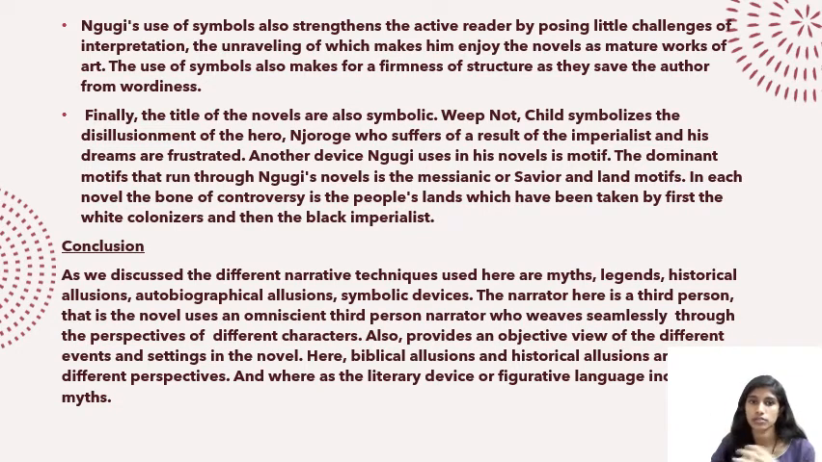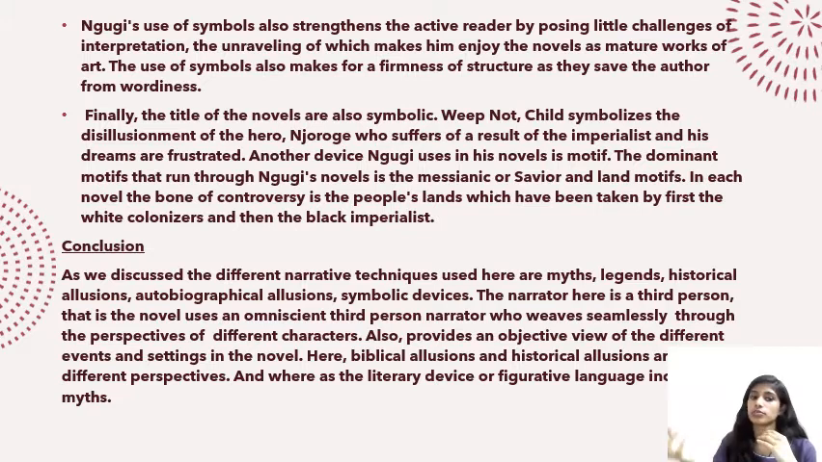mature works of art. Finally, when we look upon the title of the novel, it is also symbolic. Weep Not, Child symbolizes the disillusionment of the hero, and we can see the struggle and the sufferings which result in the imperialist and his queens being frustrated, which is shown in this novel. And devices are used in the novel. Like motive is another device used in the novel. All these are used in the novel.